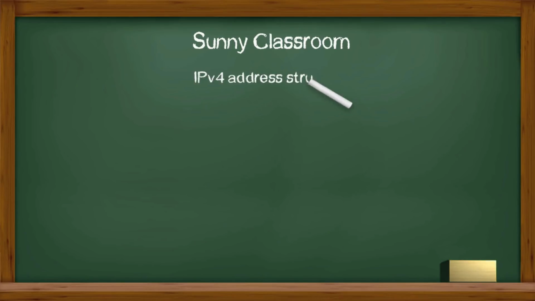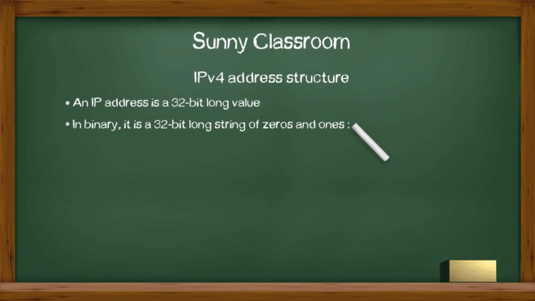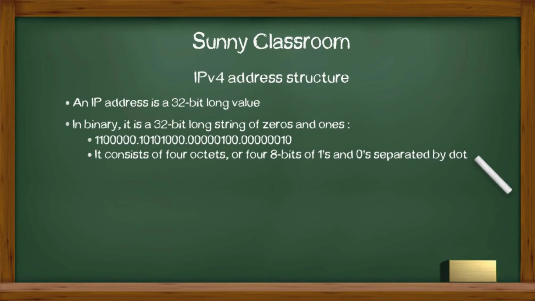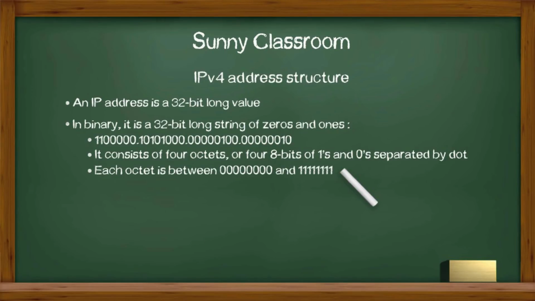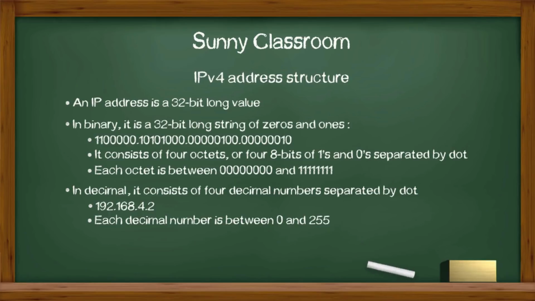Let's quickly review what an IPv4 address looks like. An IPv4 address is a 32-bit long value. In binary, it is a 32-bit long string of zeros and ones. It consists of 4 octets, or 4 groups of 8 bits of ones and zeros, separated by dots. Each octet is between 8 zeros and 8 ones. In decimal format, it consists of 4 numbers separated by dots, such as 192.168.4.2. Each decimal number is between 0 and 255. And remember these 2 magic numbers.